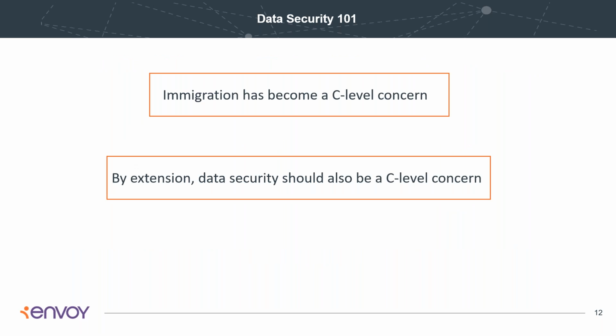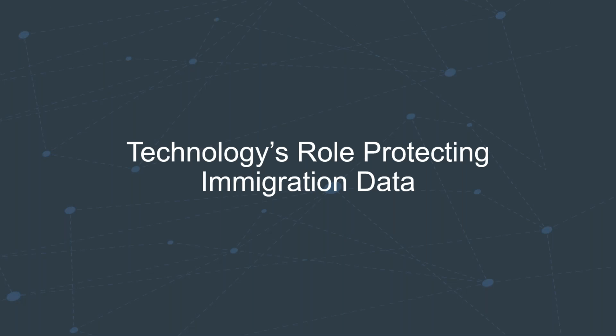So, as such, immigration has become a C-level concern. By extension, data security should also be a C-level concern. Now, let's examine the role of technology and how it can protect immigration data. And this is where I'm going to loop in Mary McGuire, and we can discuss some of these key features.